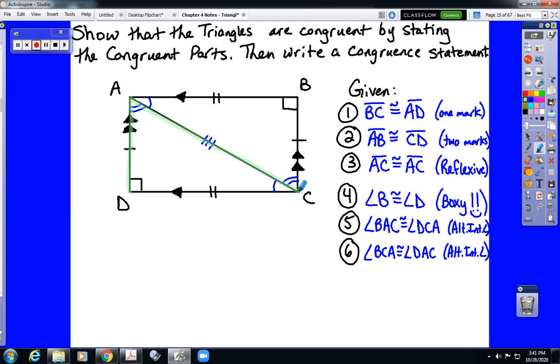is that angle. Okay, so we've managed to get all 6 of our statements. We have 3 different sides marked, 3 different angles marked, which means that the triangles are congruent. So that just leaves the triangle congruence statement.